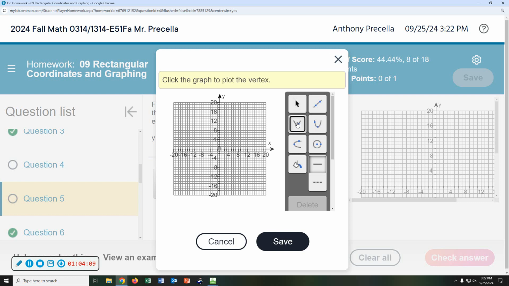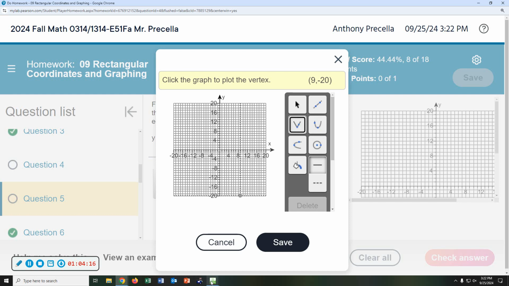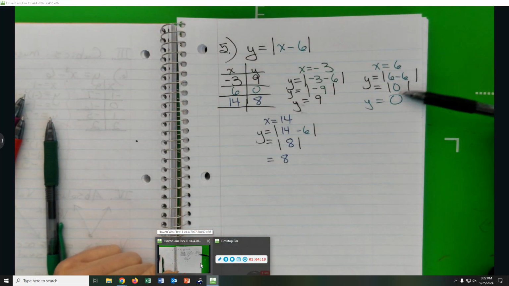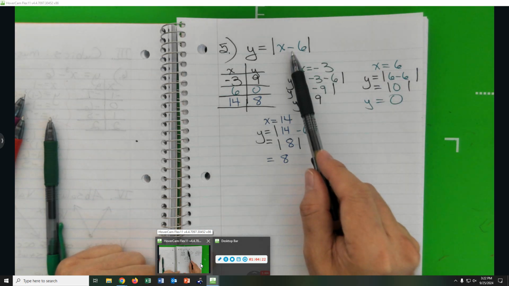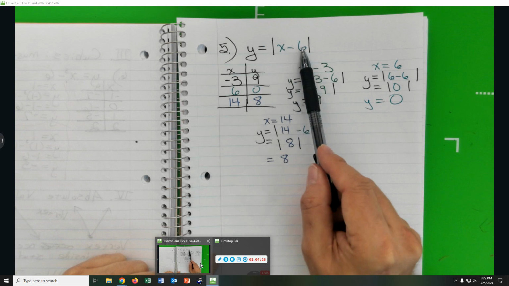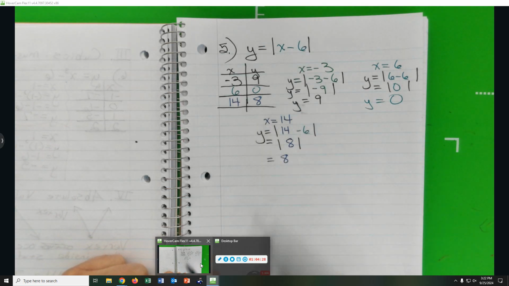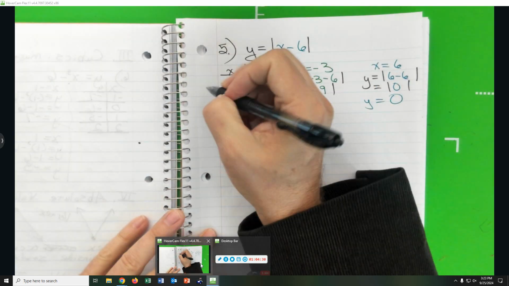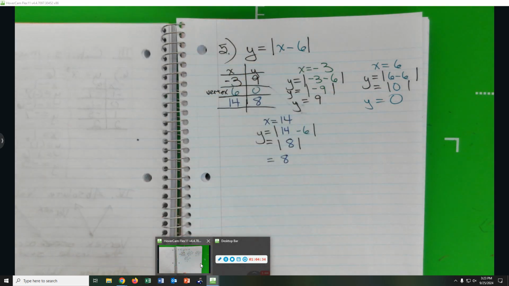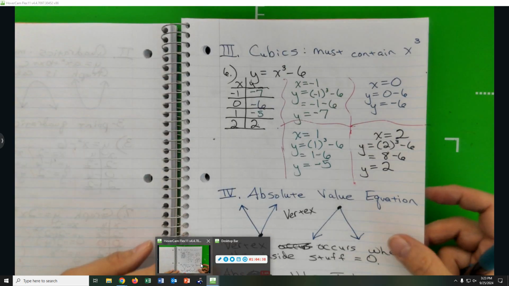Now look at the instructions. What does it say to do? Click the graph to plot the vertex. Which point? Look back at my work. Which point was the vertex? The vertex occurs when the inside step is 0. When was x minus 6 equal to 0? When x was 6. There's the vertex. So that's the first point you have to plot: 6, 0.